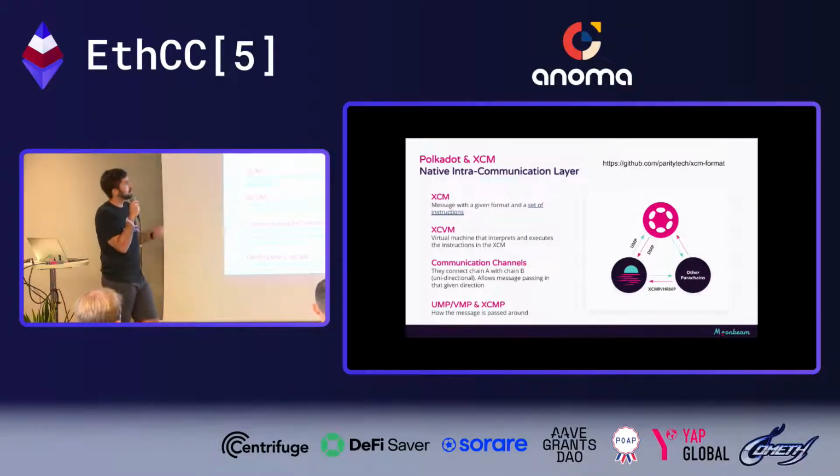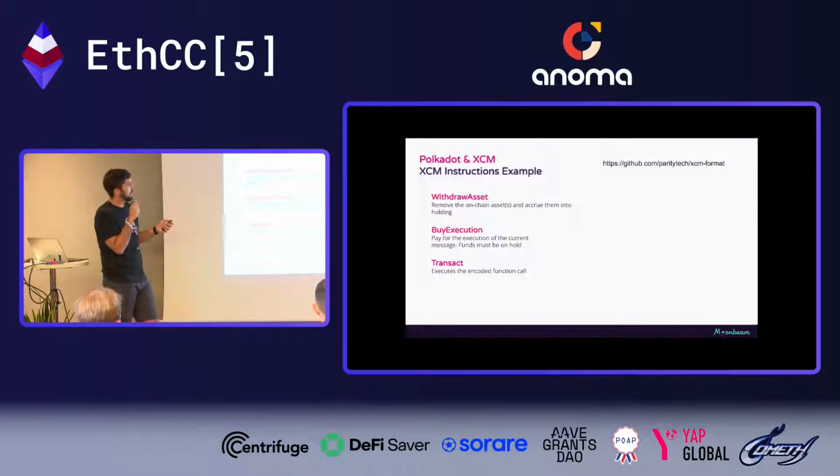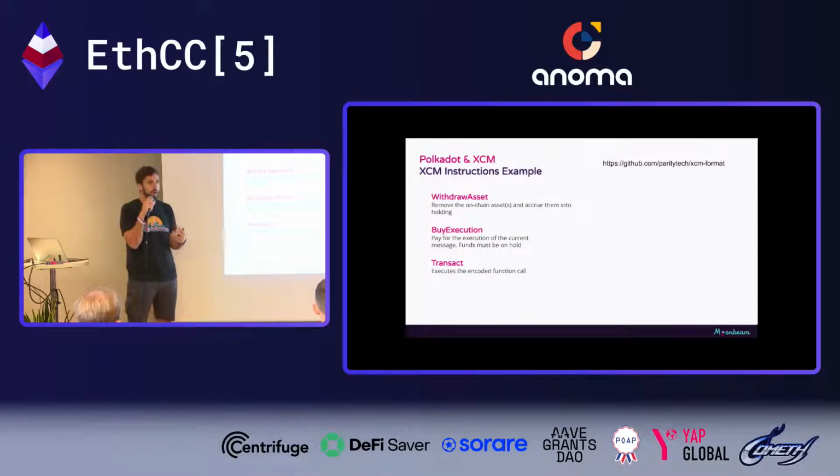So the instructions, like I said before, are what allow stuff to happen, right? You can find all the instructions in the top right corner. That's like a Parity XCM sort of repo. And the combination of instructions is what allows you to do stuff in the other chain, right?